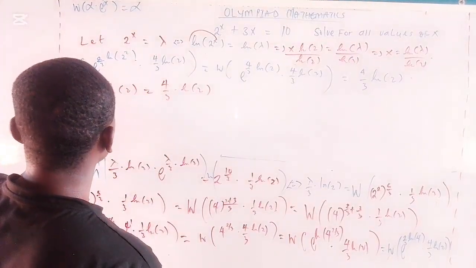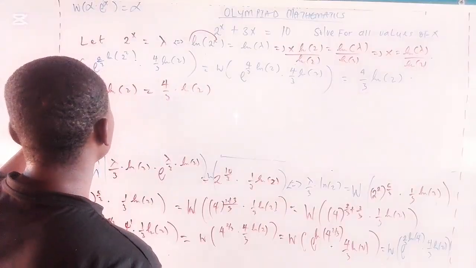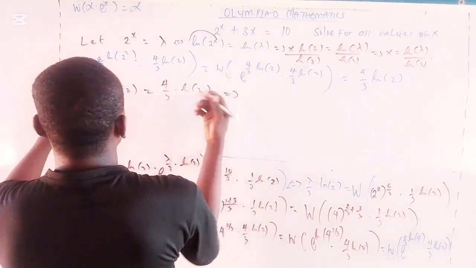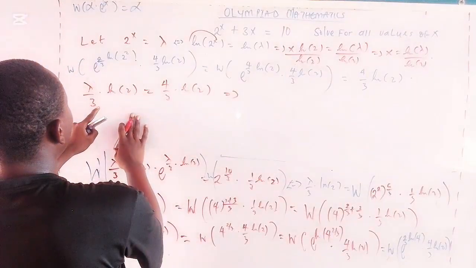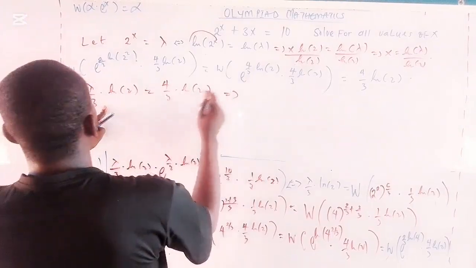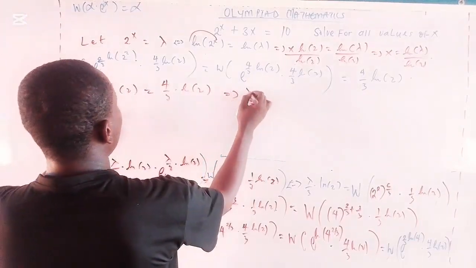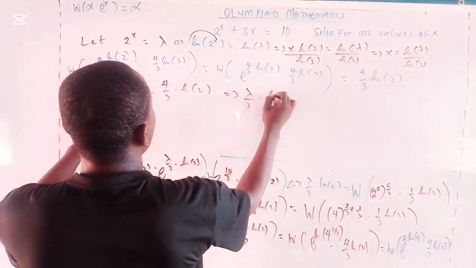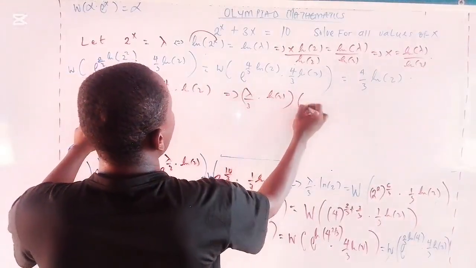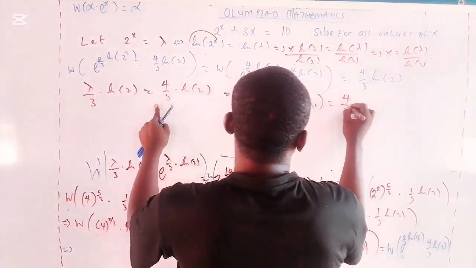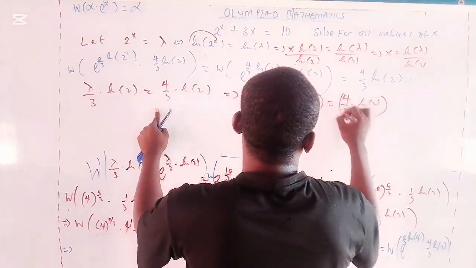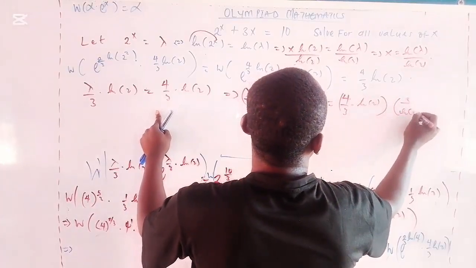Alright, now don't forget you want to find what? You want to find lambda. So what are we going to do? So this is what we're going to do now. So let's multiply both sides by 3 over natural log of 2. So we have lambda over 3 multiplied by natural log of 2, then multiply by what? 3 over natural log of 2. So which is now equal to 4 over 3 multiplied by natural log of 2, multiplied by what? 3 over natural log of 2.